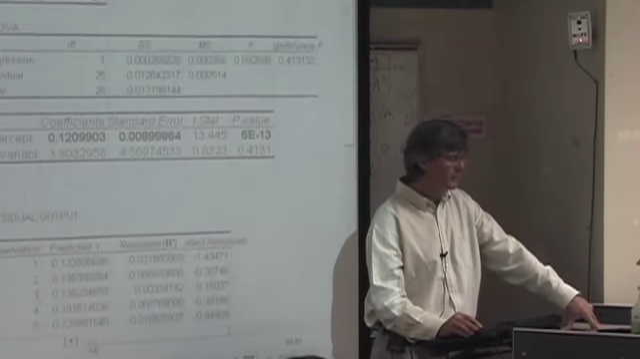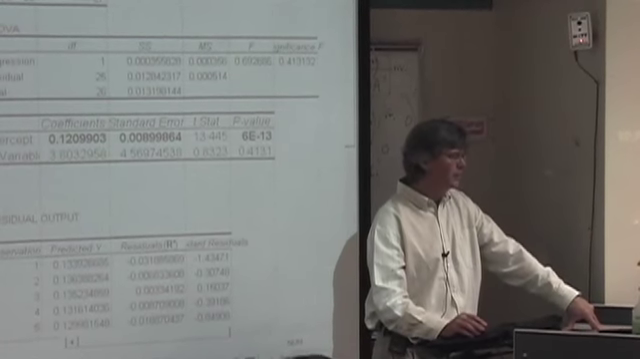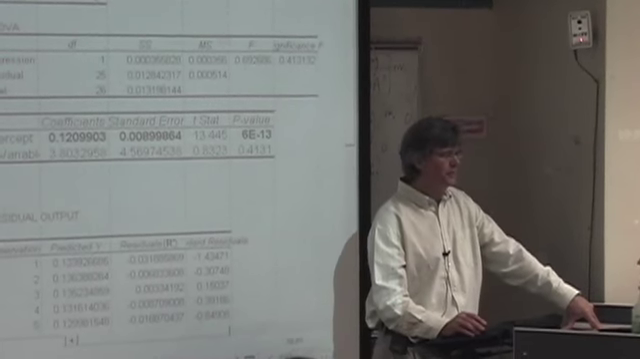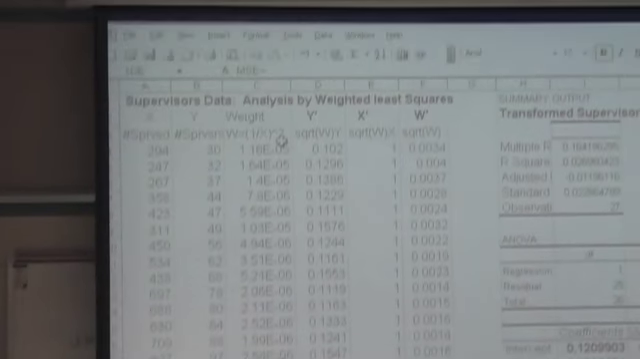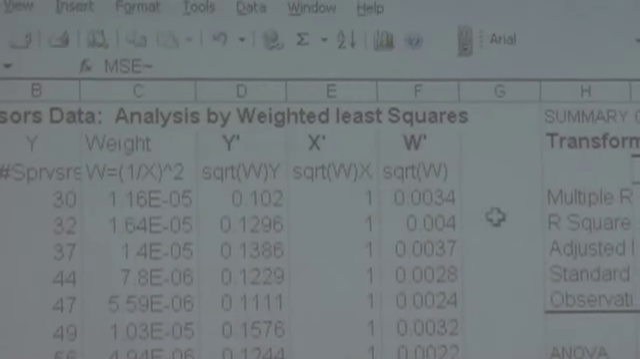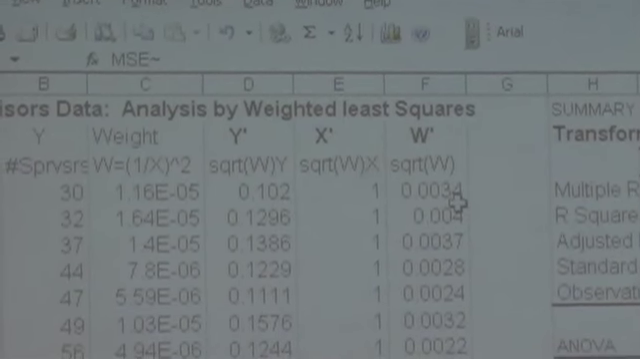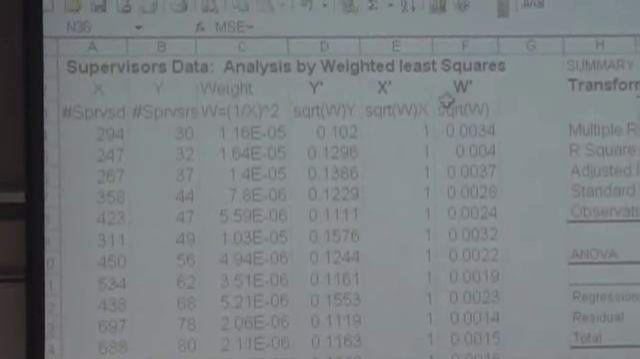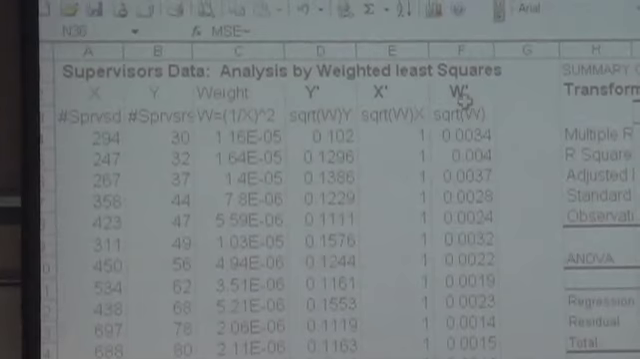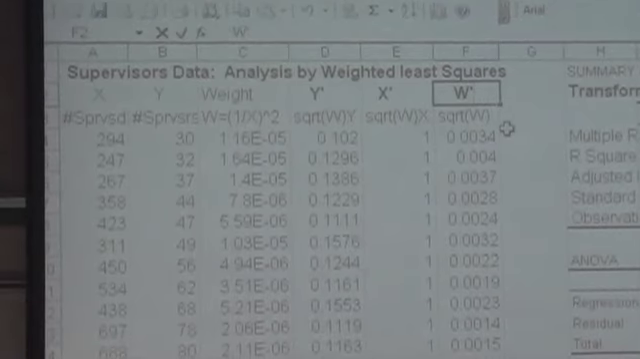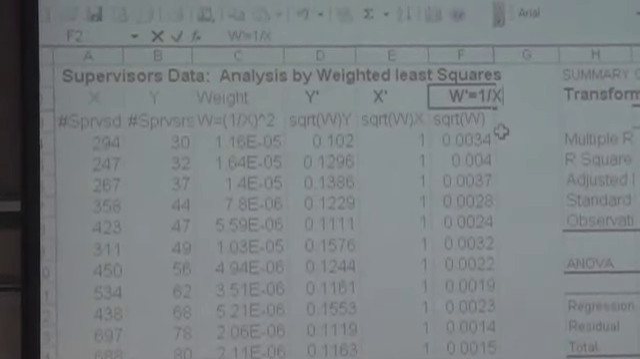Instead of calling them z and u, I call them y prime and x prime in this worksheet. Sorry about that. So here's the weight, 1 over x squared. The square root of w is therefore 1 over x. Does that make sense? 1 over 294 is 0.0034. That looks right. 1 over 1,000 is 0.001. So this looks okay. For my w, the square root of w is 1 over x. Put it this way, so everybody can read it.